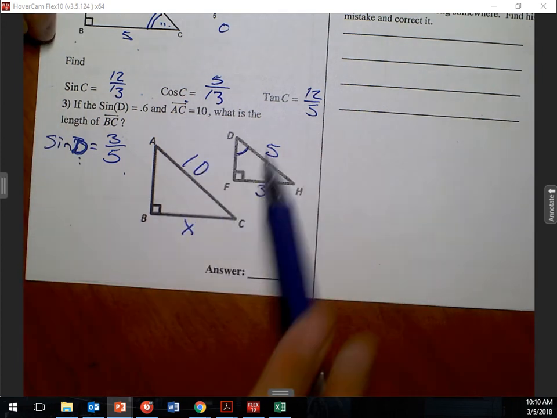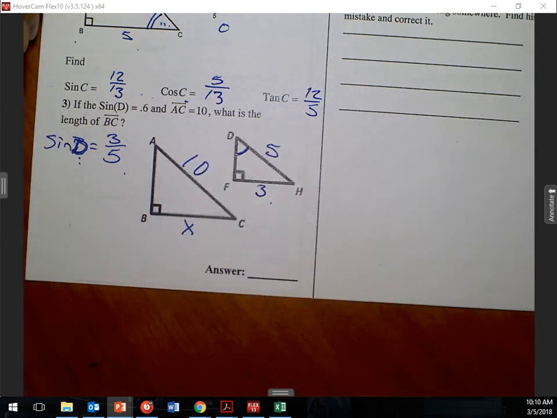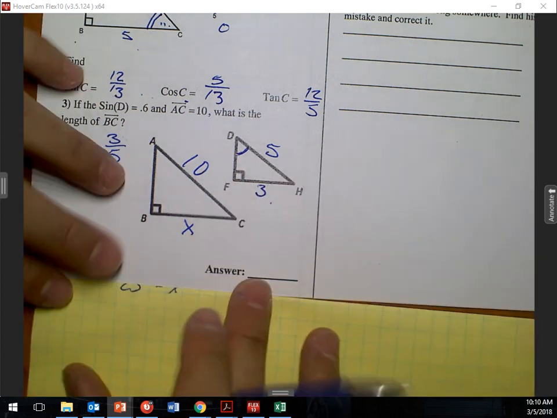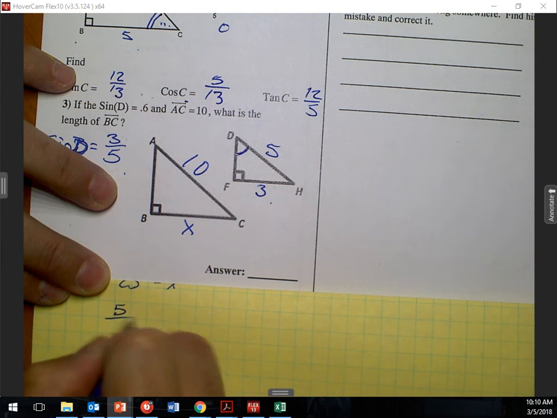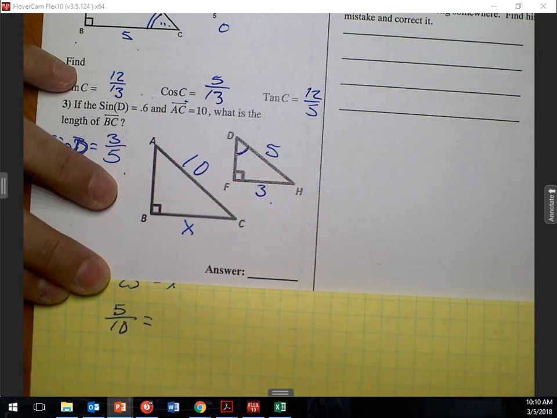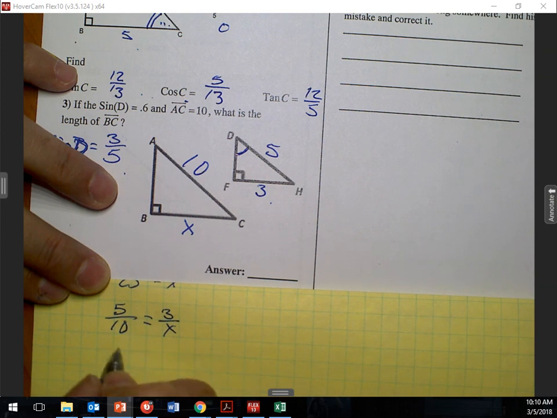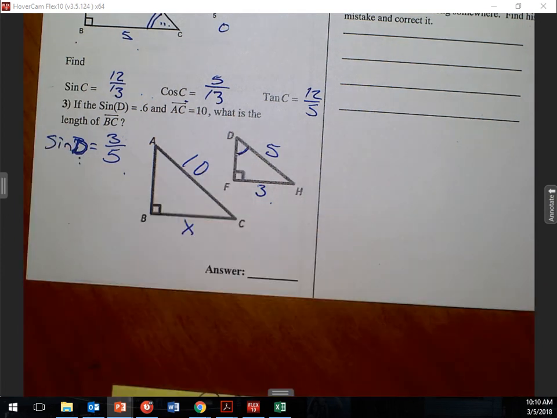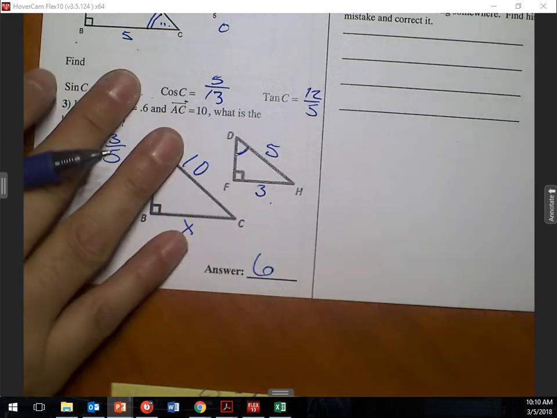So now, do I have everything I need to set up my cross products here? Yes, I do. Let's go ahead and do that then. So what did you say? 5 over 10, and 3 over x. Okay. 5x is 30. Divide by 5. X is 6. So what is the length of BC? X equals 6. Very easy.